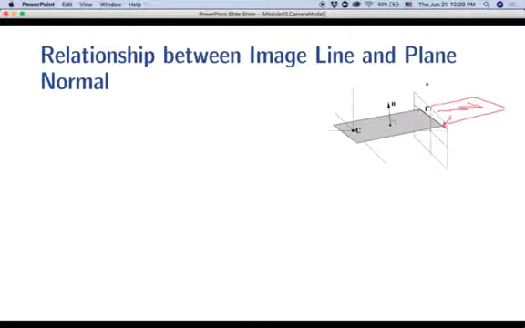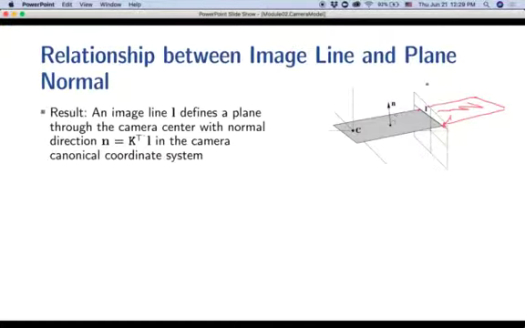Now we try to figure out what the normal of this plane is. What's the relationship between the normal of this plane and the line? So the result is this. An image line L defines a plane through the camera center with the normal direction. My claim is that N is equal to K transpose L.